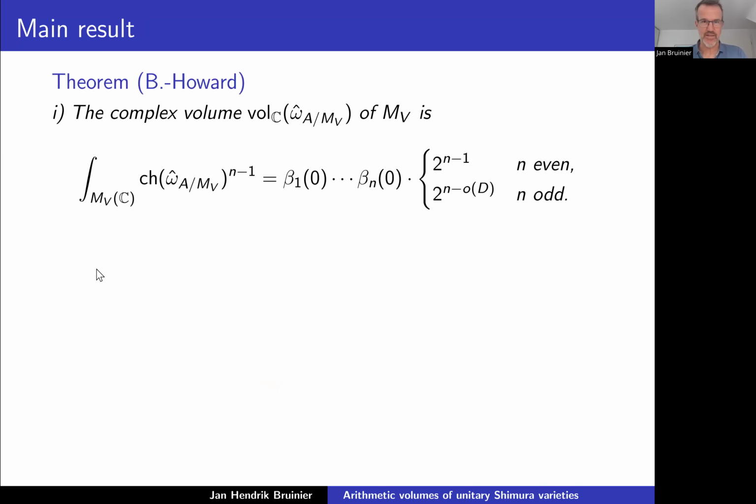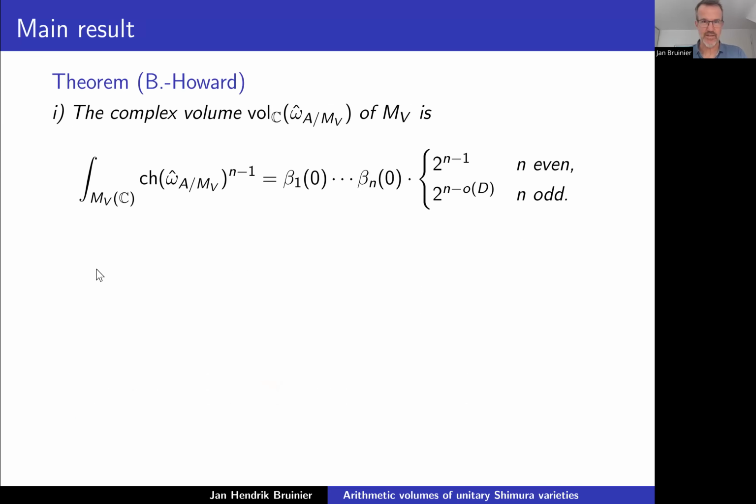So this is one of the main results in this work with Ben Howard. So first of all, there's a formula for the complex volume of this unitary Shimura variety. And this complex volume can be given in terms of these shifted Dirichlet L functions or Riemann zetas. So it's basically the product of all of these. So beta 1, we have a shift by 1, and then beta 2, we have a shift by 2, and so on up to beta n. So this gives the complex volume.